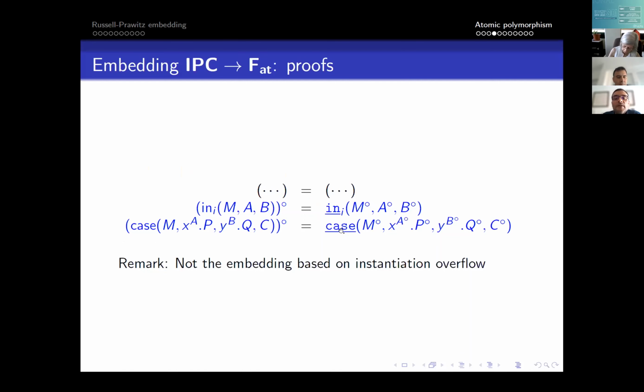constructions for the introduction and the elimination of this disjunction. For the introduction of this disjunction, we can adopt the same construction as before, because there was no use of universal instantiation in this construction. But for the elimination, for the case, this will be necessarily different. Okay, this will be shown in the next slide. Note that the embedding we are defining is not the one based on instantiation overflow that was also studied by Fernando Ferreira and Gilda Ferreira.